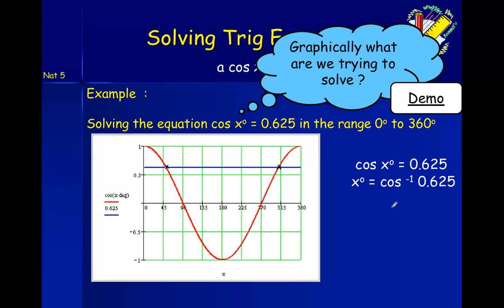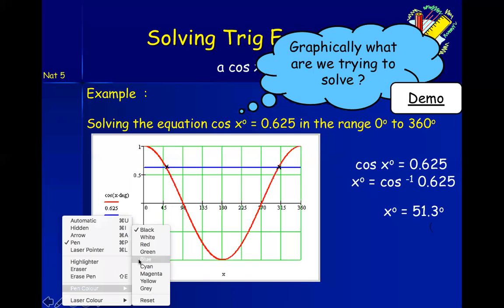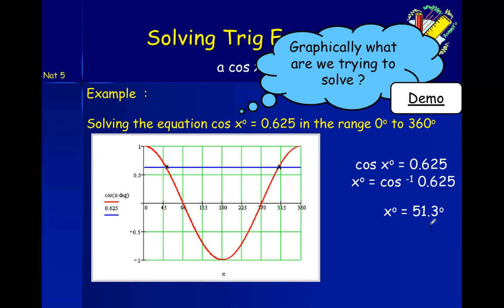I've got 51.3178. What you could do is put this as 51.3, but just add next to it, to keep yourself right, 1 decimal place. So this is us giving it to 1 decimal place. Now we know roughly that this point here is about 51.3.